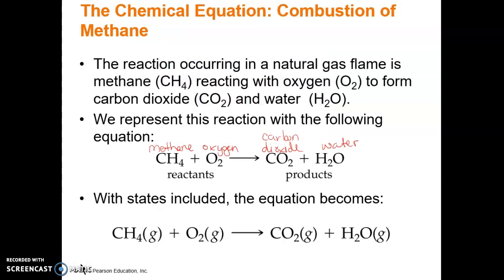In the chemical equation of methane and oxygen going on to produce carbon dioxide and water, this is the reaction without the phases of each chemical, okay? But with the phases, what state it's in, this is what it would look like. So methane is a gas, oxygen is a gas, carbon dioxide is a gas, and the water is a gas.